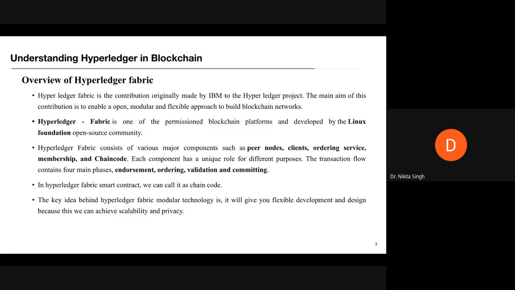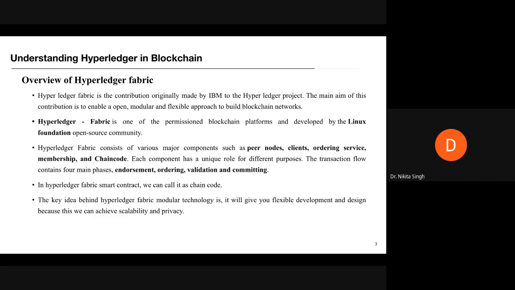Now, why did it decide on the blockchain to be a private blockchain? We'll see why it could not be a public blockchain. If you think about enterprises, you can think of enterprises as companies or businesses.